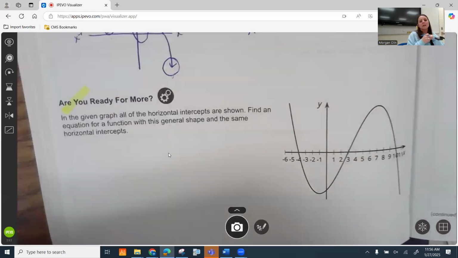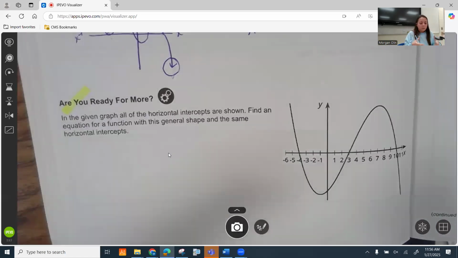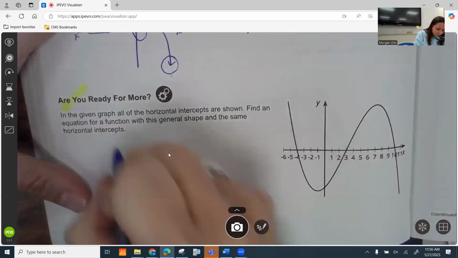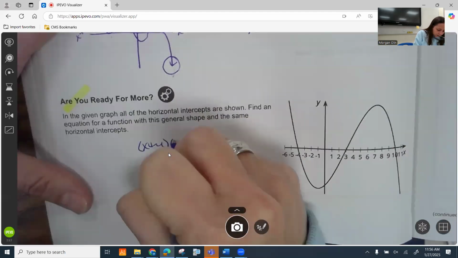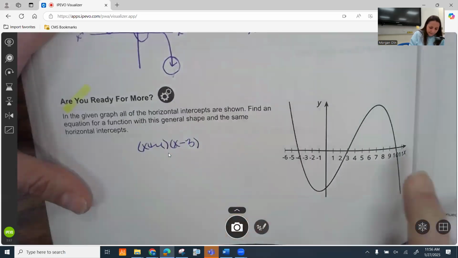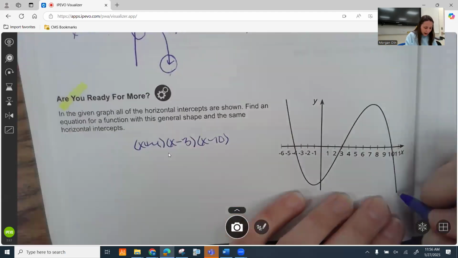Now let's look at this. In the given graph, all the horizontal intercepts are shown. Find an equation for a function with this general shape. Okay, so we're going to bring in some things that we've done. X-intercepts are at -4, so that's x plus 4. There's an x-intercept at 3, so x minus 3. Here's one at 10, so x minus 10. Do the opposite.